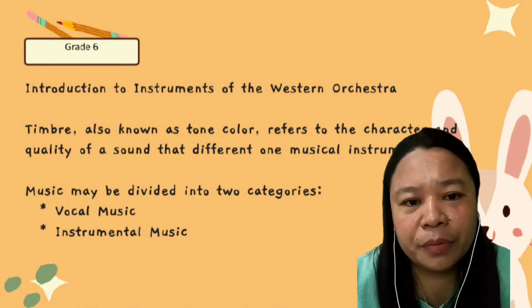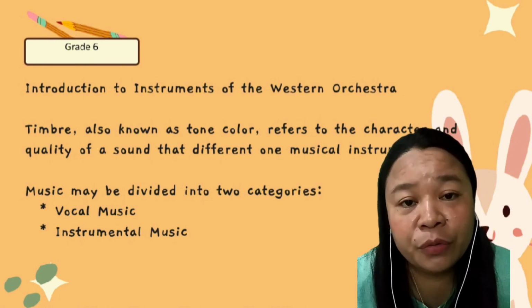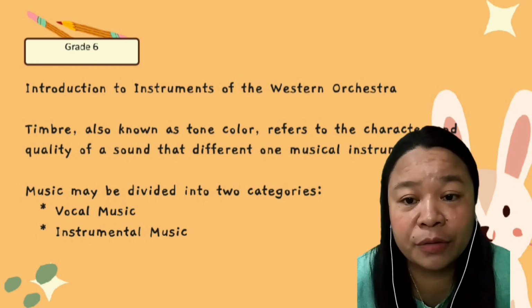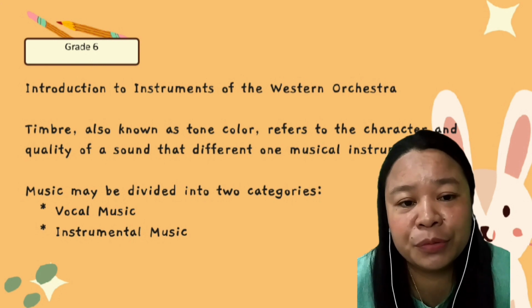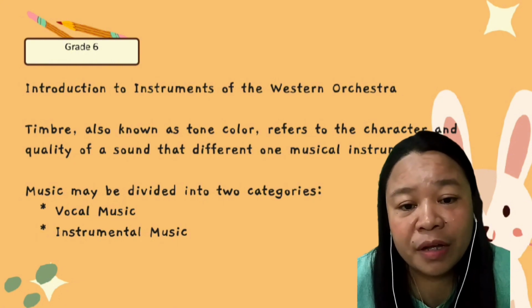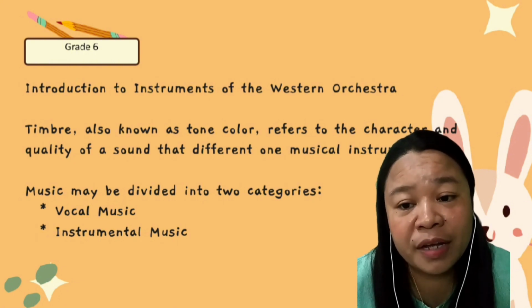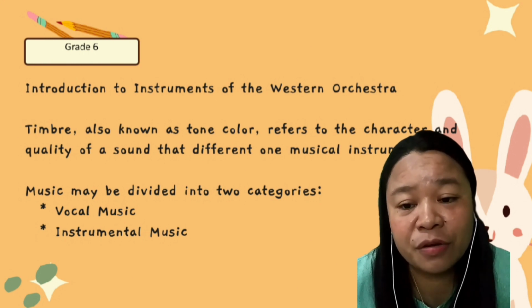Okay, when we say timbre, ang timbre na kilala rin bilang kulay tono, ito ay pagkakaiba o kalidad ng tono. Ito ay tumutukoy sa karakter at kalidad ng tunog na nagtutukoy sa isang musikal na instrumento. Ang musika ay maaaring hatiin sa dalawang kategorya. Pangunahing kategorya, ito ay ang galing sa ating sariling katawan na ipinapakita ng ating boses o vocal na musika, at musika na galing sa pagtugtog ng mga instrumento o instrumental na musika.